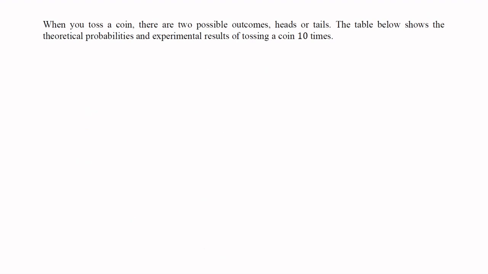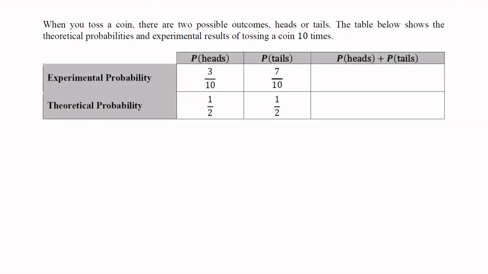When you toss a coin, there are 2 possible outcomes, heads or tails. The table below shows the theoretical probabilities and experimental results of tossing a coin 10 times. So in experimental probability, we have 3 heads and 7 tails. If you add the number of heads and the number of tails, you get 10 out of 10, which is a total probability of 1. In theoretical probability, you have a 50-50 shot. So you have a 1/2 chance of hitting heads and a 1 out of 2 chance of hitting tails.